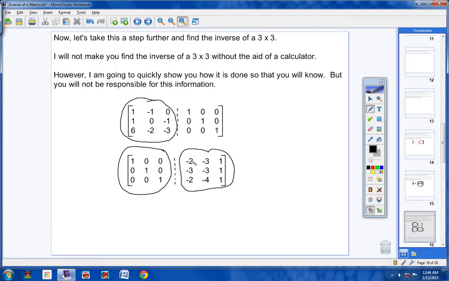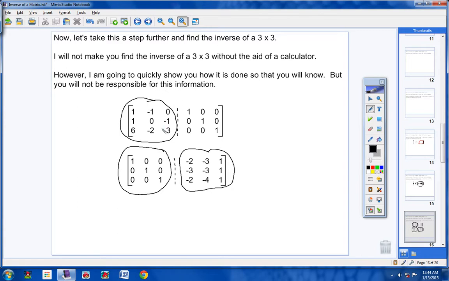So I hope that makes sense. That's how that works. So this matrix here and this matrix here are inverses of each other. If you would multiply them together, you would get out the identity matrix, okay? So that's how you find not just the inverse of a 3 by 3, but any square matrix.